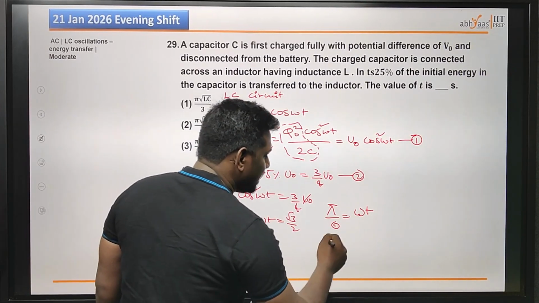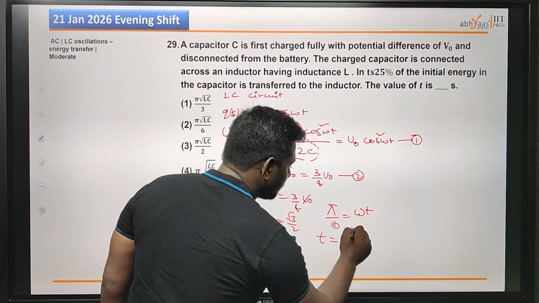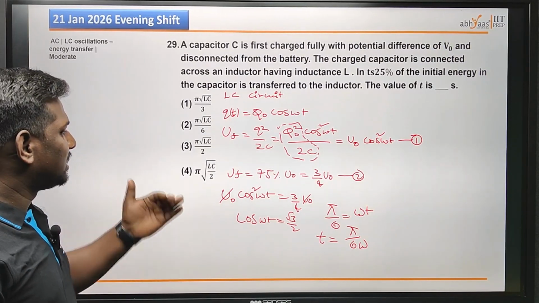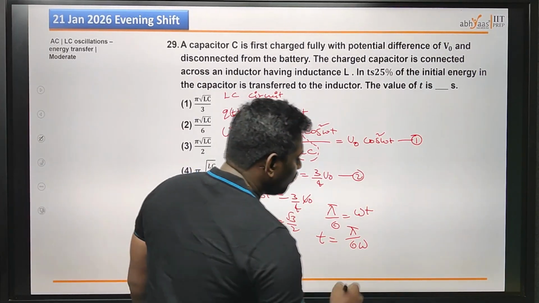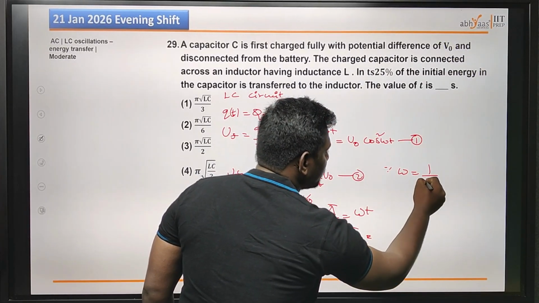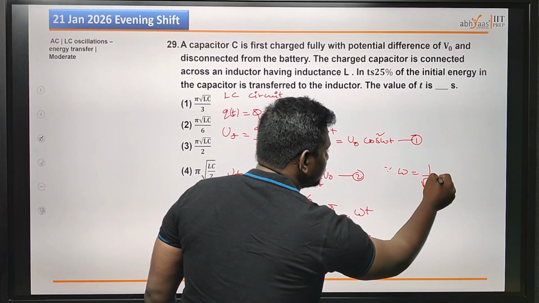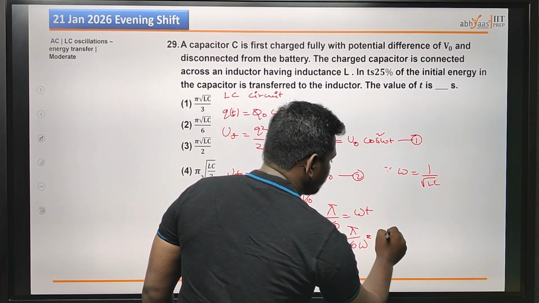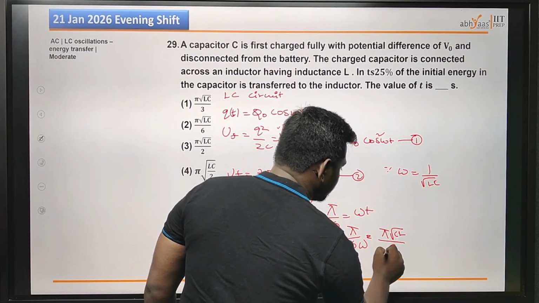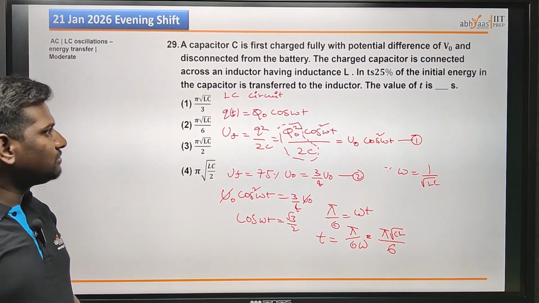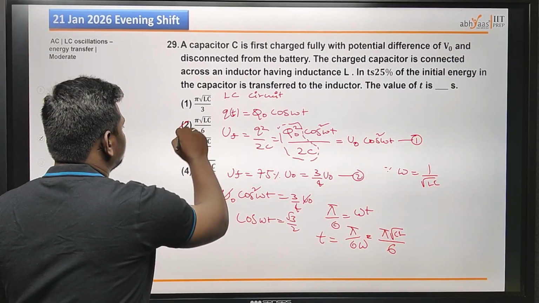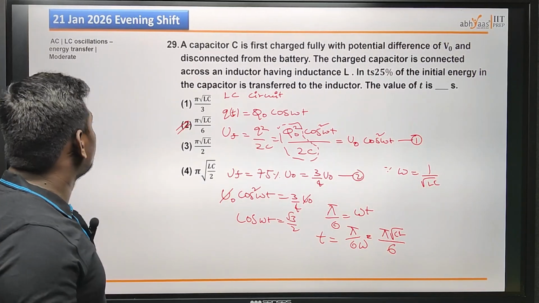So what do I need? I need t. So t can be written as pi/6 omega. From the LC circuit, we know that omega equals 1/√LC. So you can write t as pi into √LC/6. This is our answer. So what is the option? Option 2 is the correct answer. So we are going to the next question.